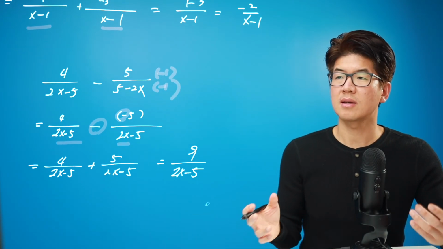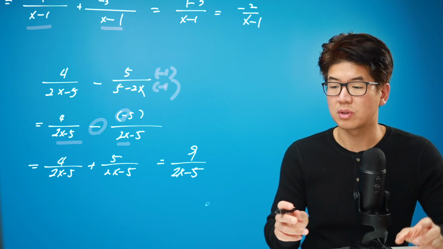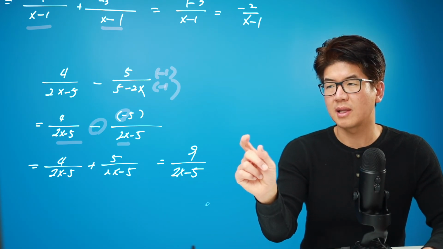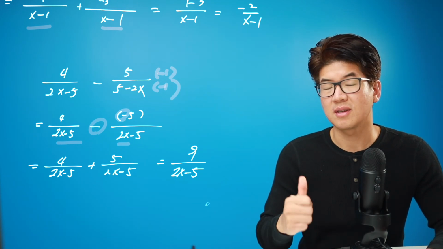Okay, so that is still essentially the same denominator, equal denominator, but you know, there's a slight negative factor and how to deal with that. All right, that's it for this one. I'll see you in the next.